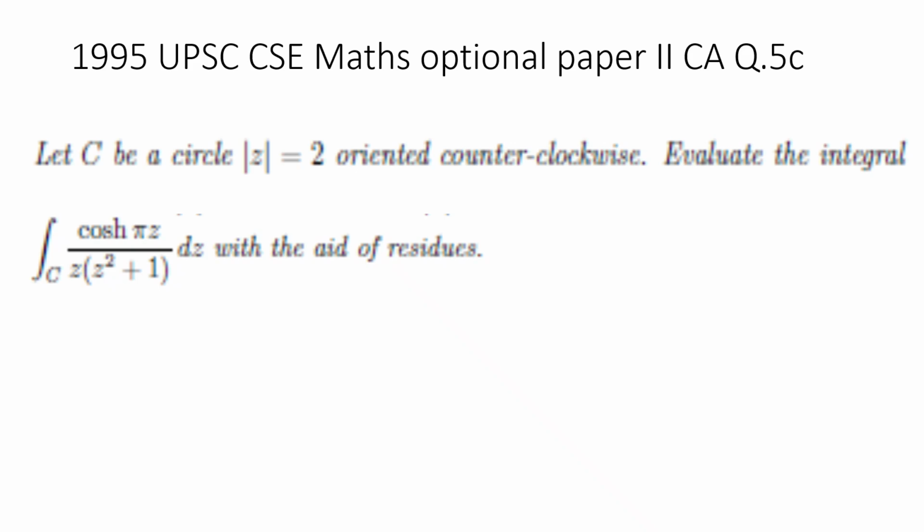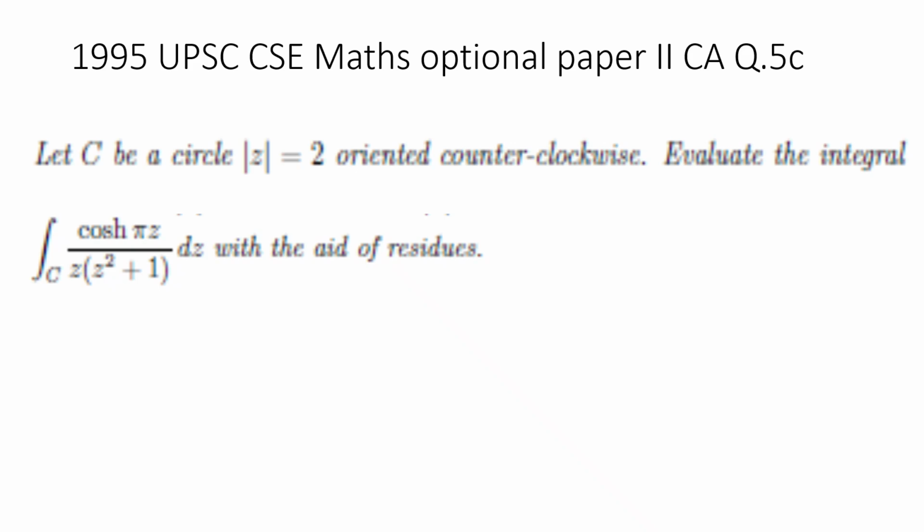So first we will find out the poles. Poles are, putting the denominator equal to 0, z = 0, and second, z² + 1 = 0, which will give z² = -1, so z is plus minus i. Here the contour is |z| = 2, so these poles, z = 0, z = +i, z = -i, all three lie inside this contour. So we have to find the residue at these points.